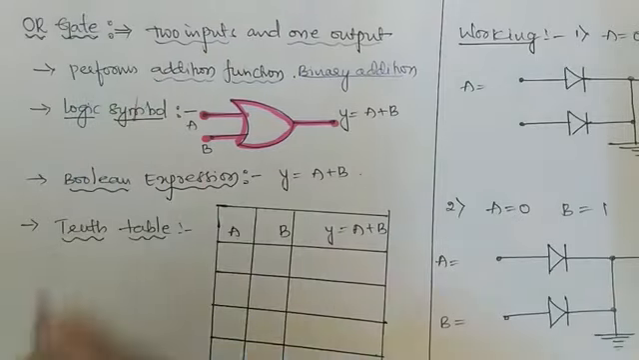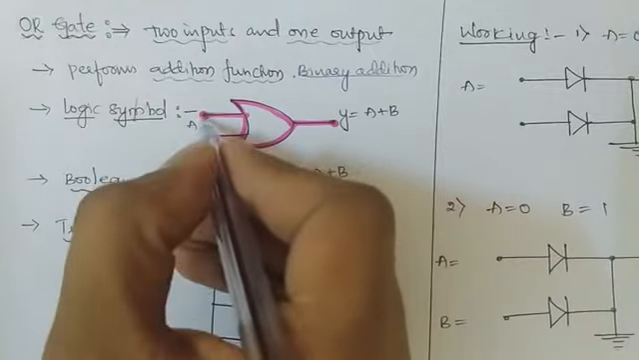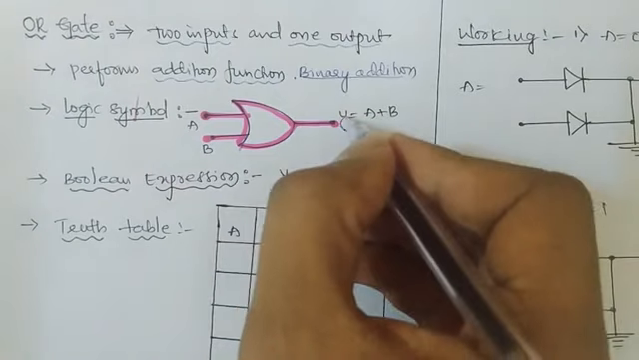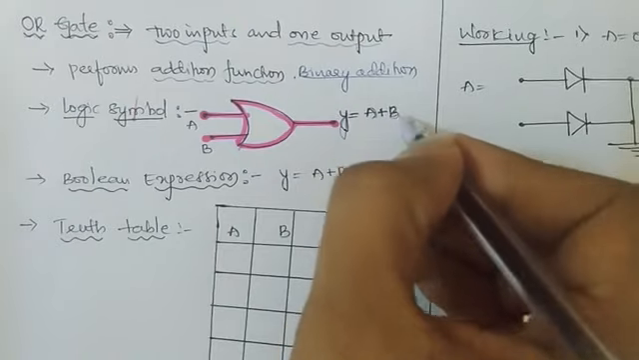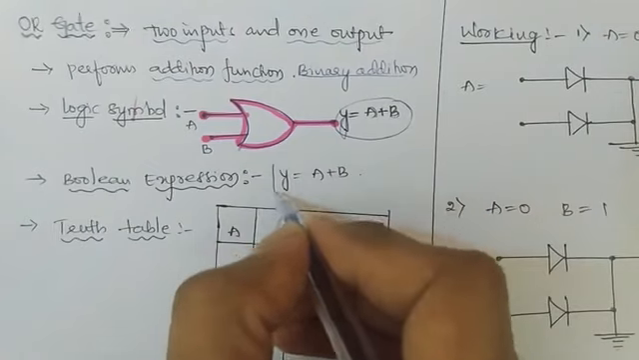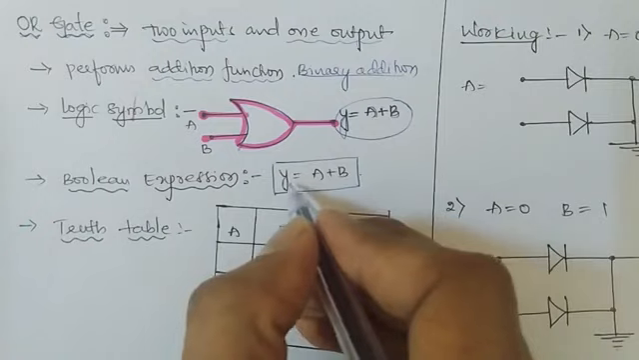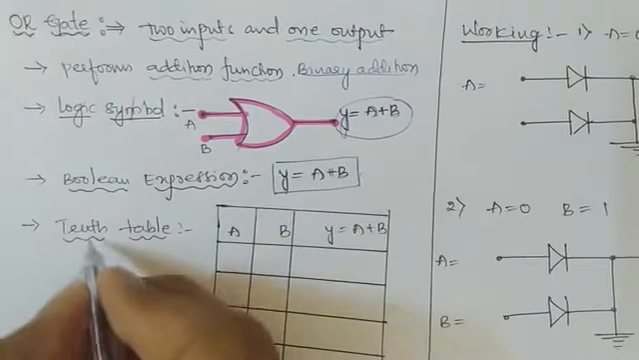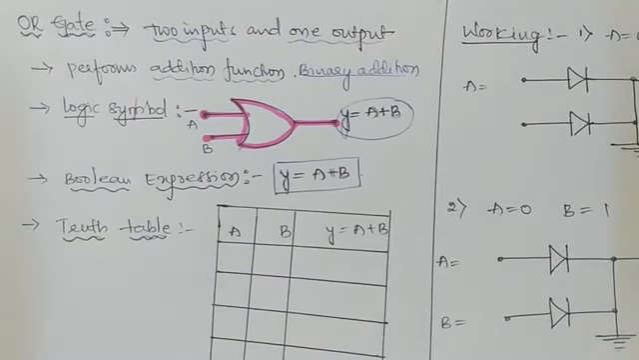Now, the logic symbol of the OR gate is like this. It has two inputs, A and B, and one output, Y. As we said, it performs addition, so that is A plus B. This expression, Y equal to A plus B, is called the Boolean expression. What do we mean by Boolean expression? It is the relation between output and input. The truth table shows the possible inputs and the possible output of the OR gate.